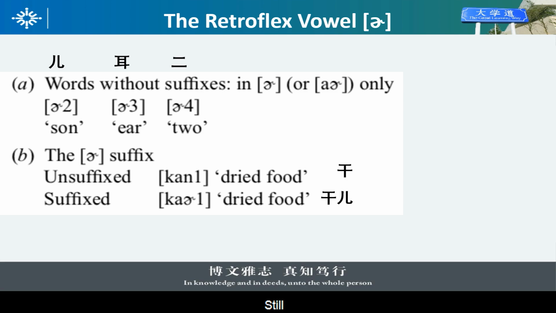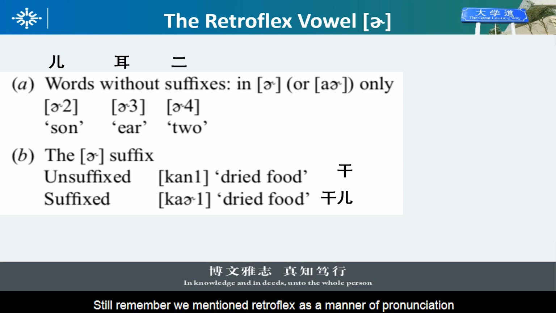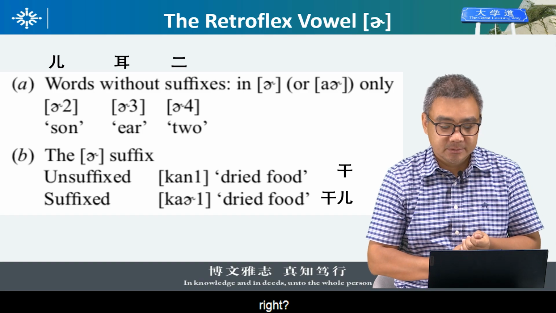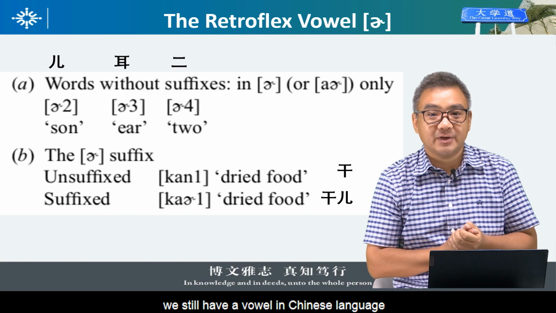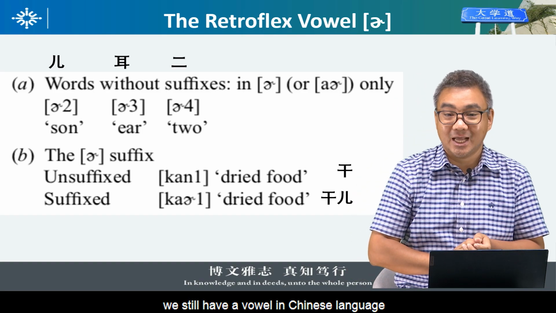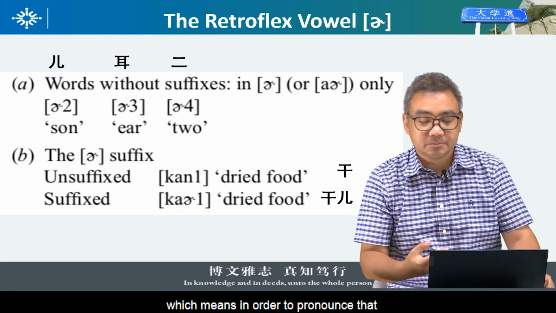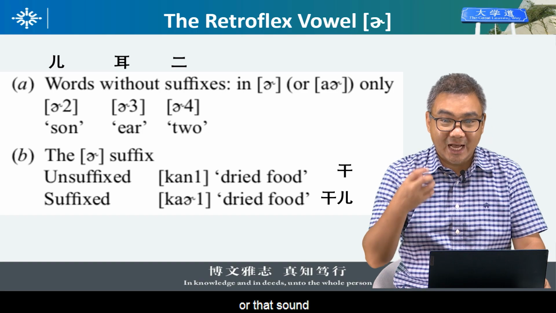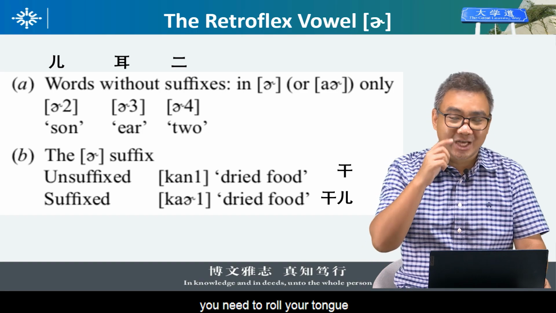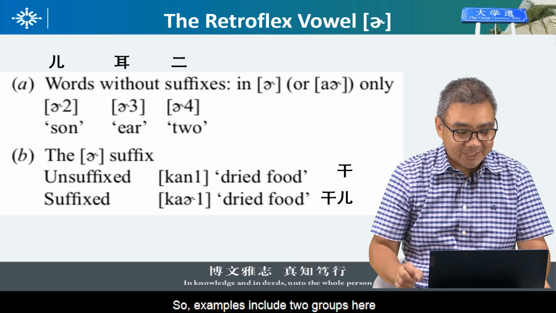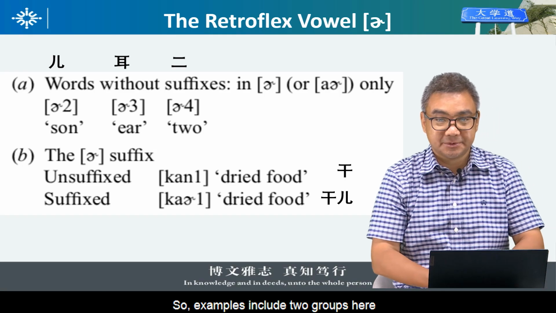Okay, still remember we mentioned the retroflex as a manner of articulation for consonants last time, right? Similarly, we still have a retroflex vowel in Chinese language, which means in order to pronounce that sound, you need to roll your tongue. You need to turn your tongue up. Okay? So examples include two groups here.